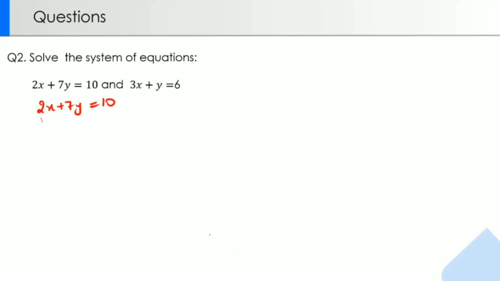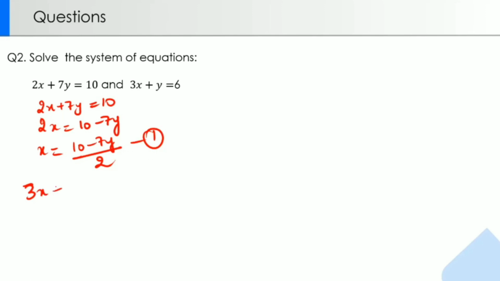That depends upon you, whatever you want to find. So let me write 2x equals 10 minus 7y. So I will have here (10 minus 7y) over 2. Now, let us take this as equation number 1. The second equation says 3x plus y equals 6.